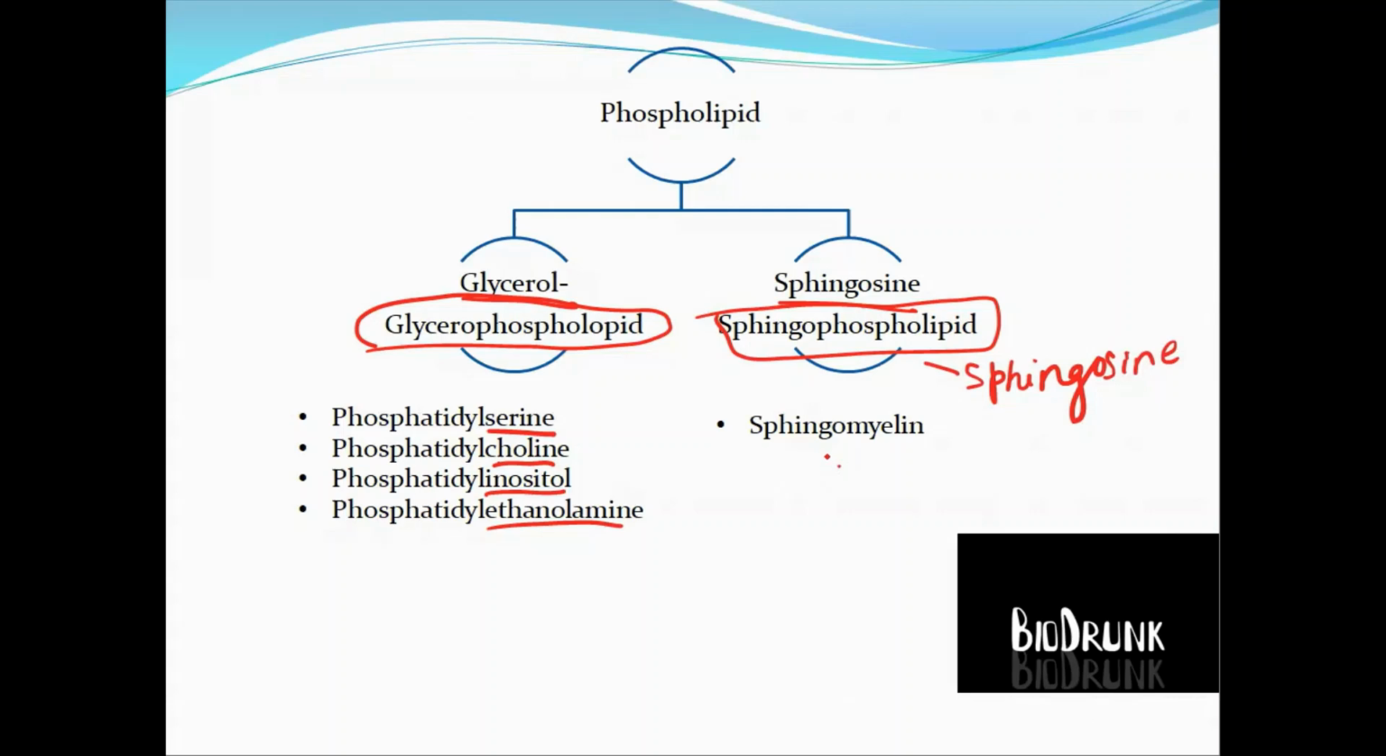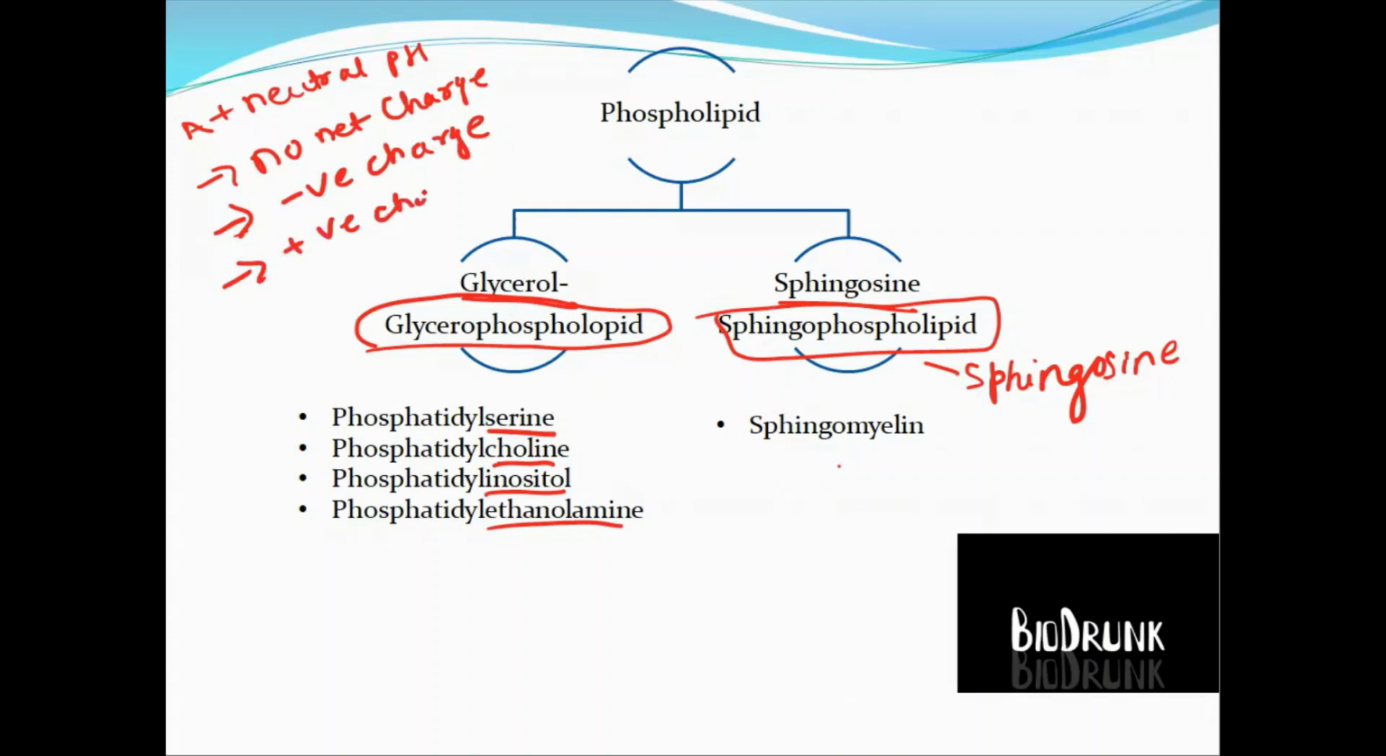Now let's find out what happens at neutral pH with these phospholipids. At neutral pH, you have three different charges: no net charge, negative charge, and positive charge. In the no net charge group, you have phosphatidylcholine and phosphatidylethanolamine, which don't have any charge at a neutral pH. Now, what about negative charge? Negatively charged are phosphatidylinositol and phosphatidylserine. Positively charged elements are very rarely present.